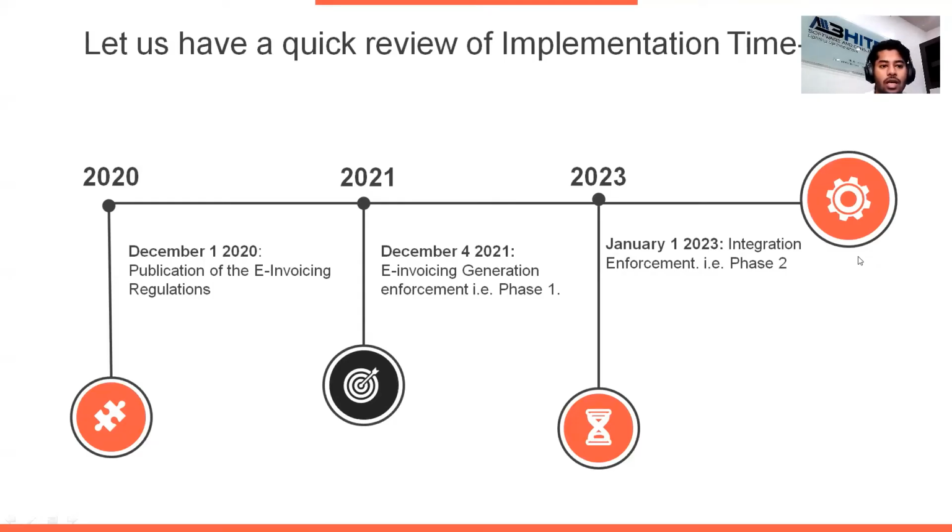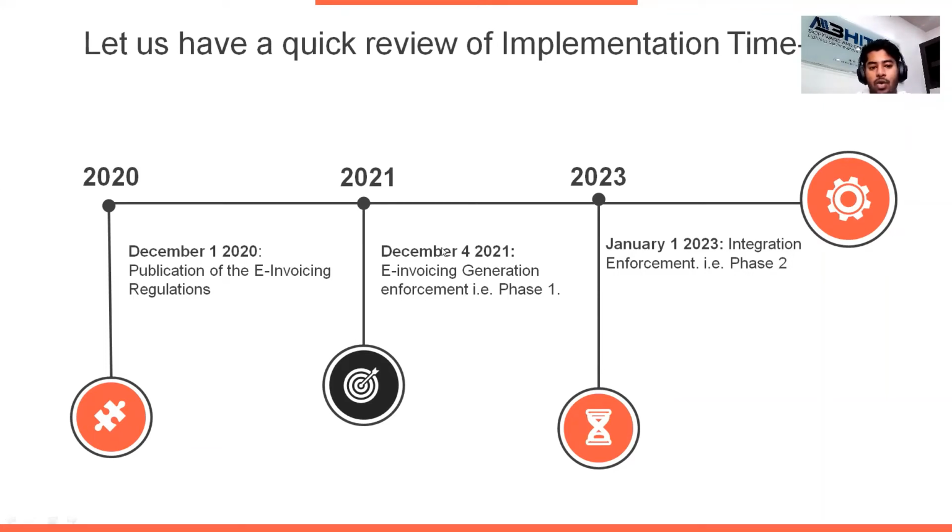So let us have a quick review of the implementation timeline. On December 1st, 2020, the e-invoicing regulation was published, basically the requirements regarding e-invoicing were published by the ZATCA authorities, and this set an implementation timeline, what each phase is going to do, what e-invoicing is, everything. All this documentation was done by the ZATCA on December 1, 2020.